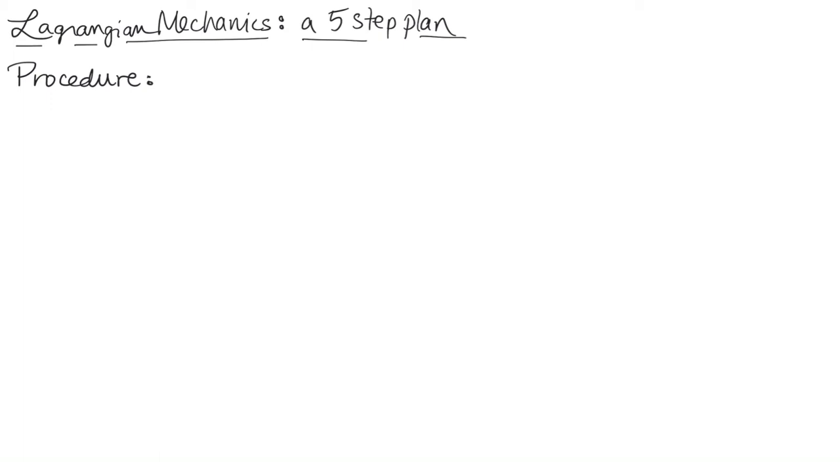Hello again, physics friends. Today we're going to talk about a step-by-step approach to the Lagrangian mechanics formalism. And this is much more of a how-to rather than a derivation. This is meant to give you a set of tools to actually solve problems and a process to follow to do so. So I think of this as a 5-step plan, and here are the 5 steps that I think about.